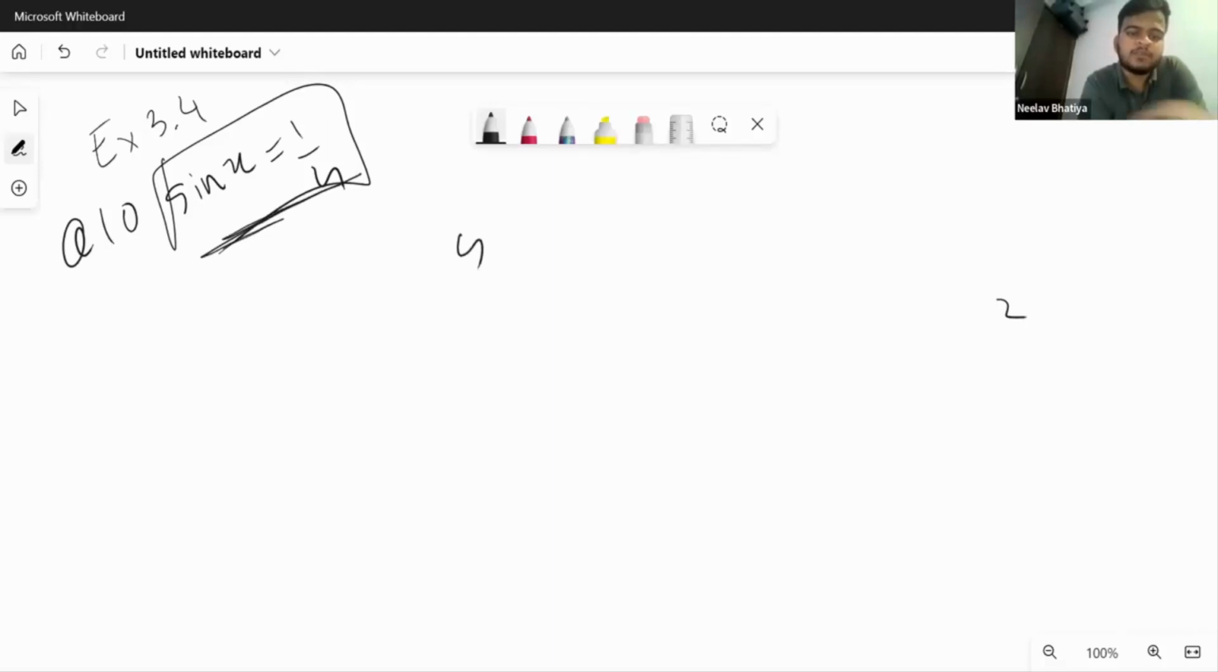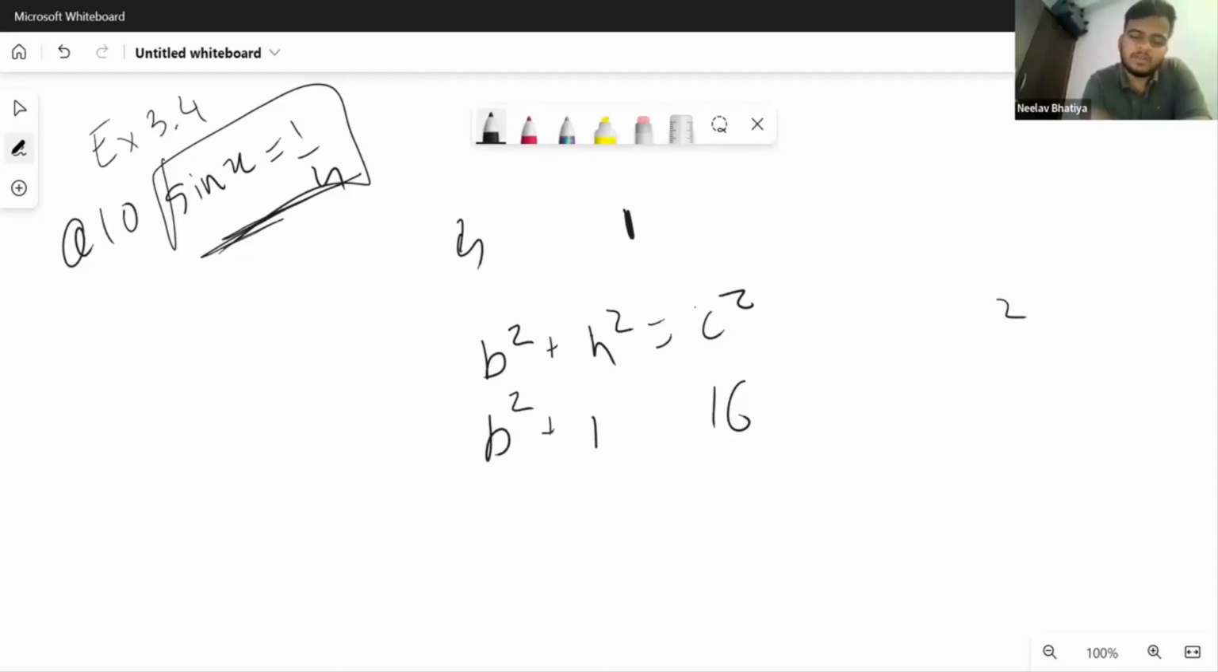The hypotenuse is 4. The height is 1. What is the base then? I'll use the formula b square plus h square equal to c square. C square is 4 square, that is 16. B square is something that you need to find out. H square is 1 square, which is 1. So b square equal to 16 minus 1. B is equal to root 15.